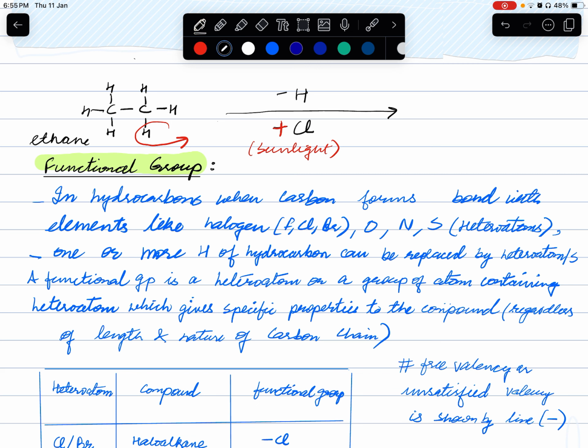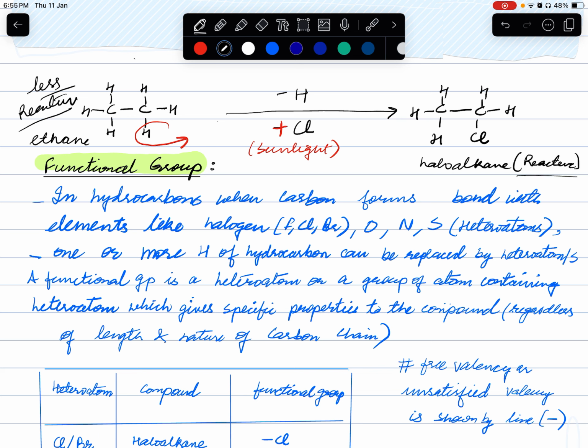So what we found after the reaction is that one or more hydrogens can be replaced by chlorine. So I'm showing here removal of one hydrogen, therefore I'm putting here one chlorine atom. This new class of compounds which are formed are called haloalkanes. And these are reactive compounds. So this is a change in nature from a very less reactive alkane to a very reactive compound. Why did it happen? It is because of the displacement of this hydrogen by a chlorine.